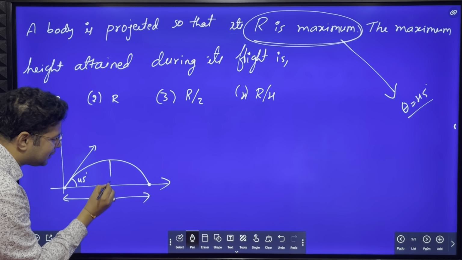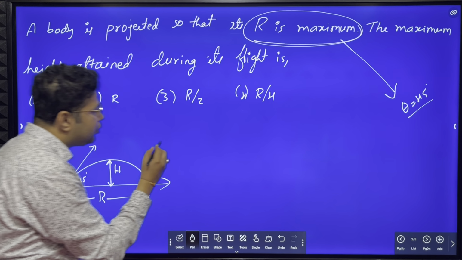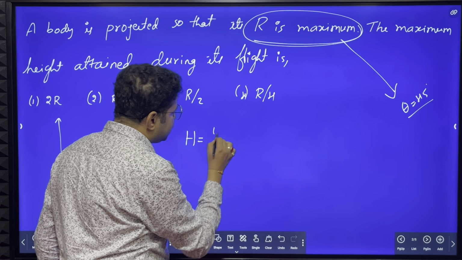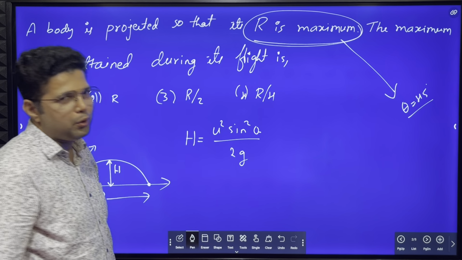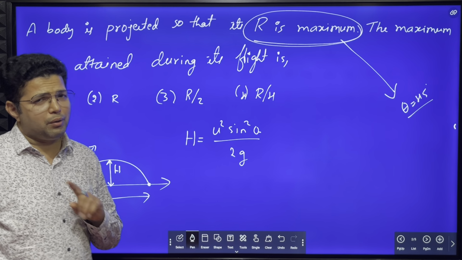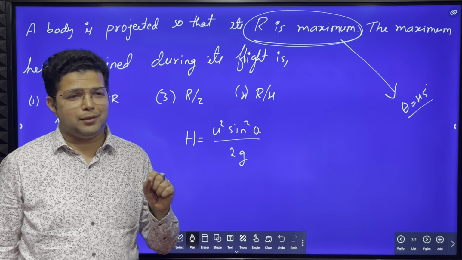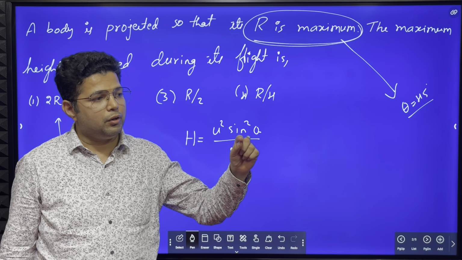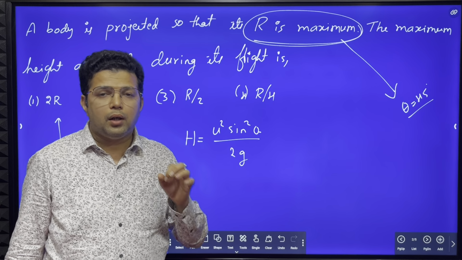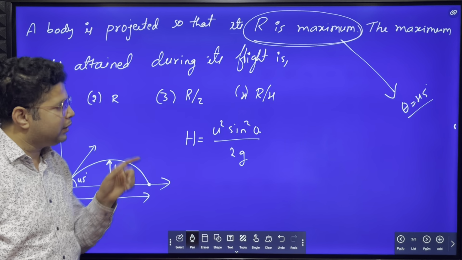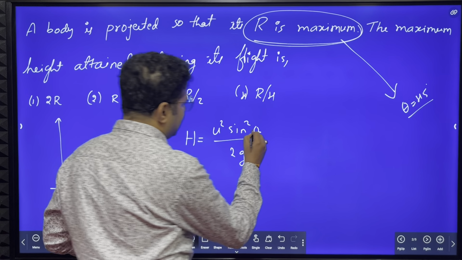What is the maximum height attained during its flight in this path? This is the maximum height, so we have to find it out. How to find the maximum height? What is the formula? H is equal to u square sin square theta divided by 2g. You should remember all the equations. Equation of trajectory: y is equal to tan theta x minus g x square divided by 2u square cos square theta. Time of maximum height: u sin theta by g. Time of flight: 2u sin theta by g. Maximum height: u square sin square theta divided by 2g. Range: u square by g into sin 2 theta. All these formulas you have to remember.